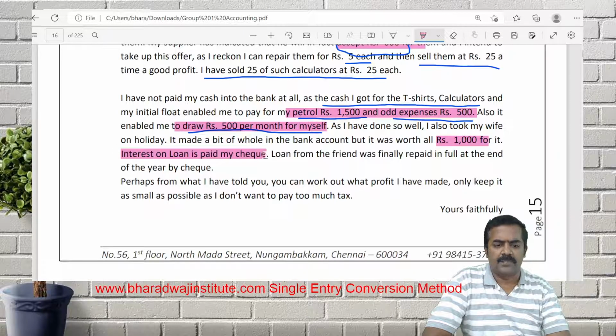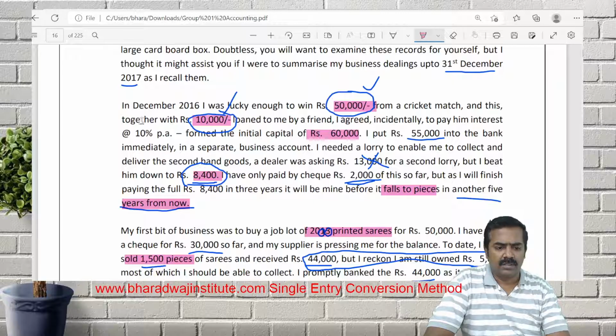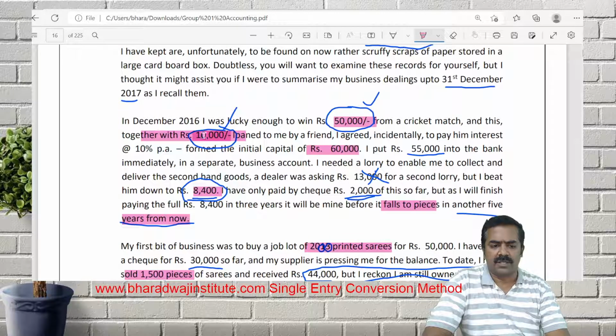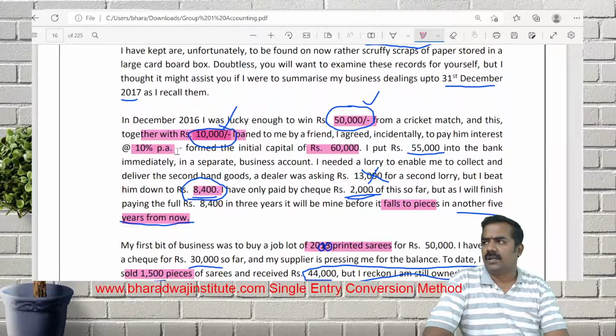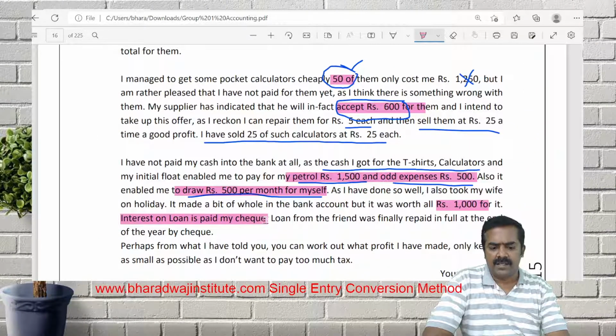Interest on loan was paid by check. He borrowed money. How much did he borrow? 10,000. 10% per annum. 10,000 into 10%: how much do you have to pay? 1000 rupees. It was paid by check.